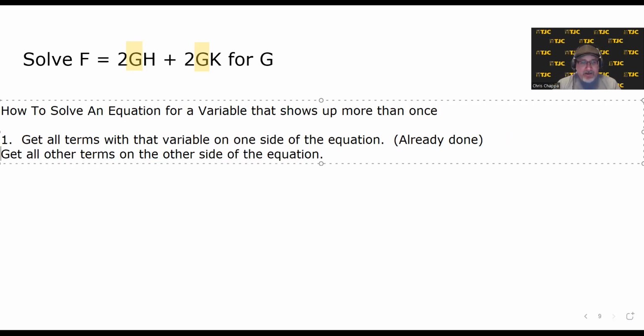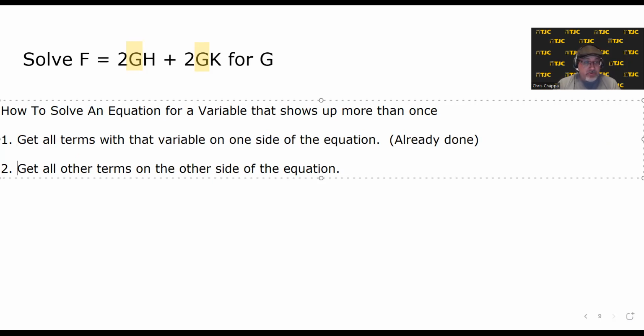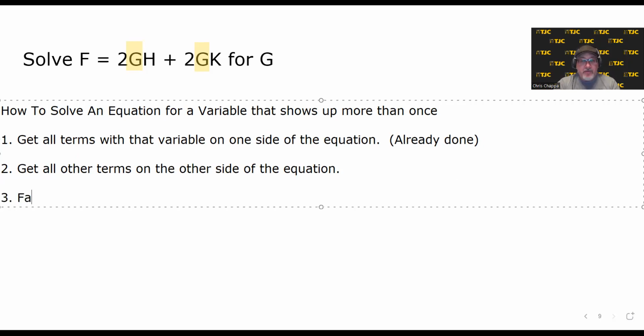Segregating simply means get everything with a letter over here, and if you don't have the letter, you get over there. So all my g terms on one side, all my non-g terms on the other side. In this case, all the g terms are already on one side, and all the non-g terms are already on the other side. Number 3, factor out the common variable.